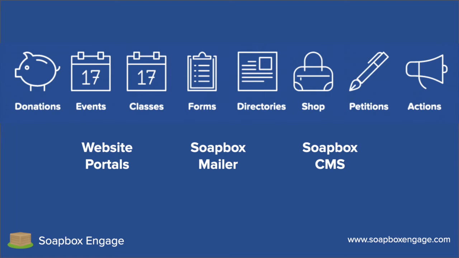We have our Directories tool, which does the exact opposite of the Forms app, allowing you to create queries easily without any code that pulls data from Salesforce and displays it on the front end of your site. We've got an e-commerce app called Shop that allows you to sell widgets and wares, subscriptions, and memberships all online. We've got our Petitions app that will allow you to collect signatures online in support of your cause or advocacy, and the Actions app, which is our online advocacy app that allows your site visitors to send messages directly to decision makers.